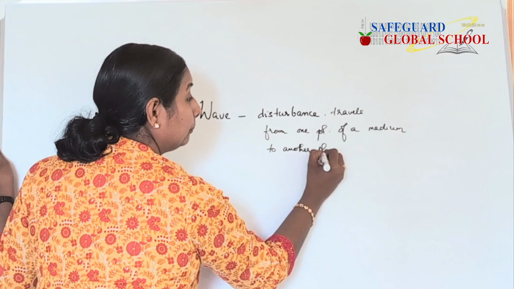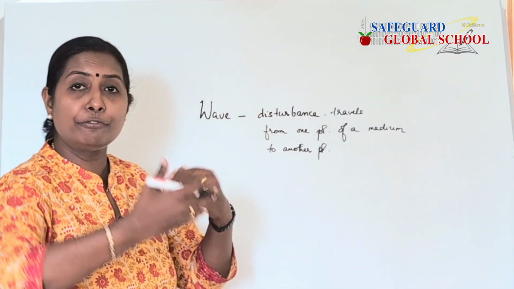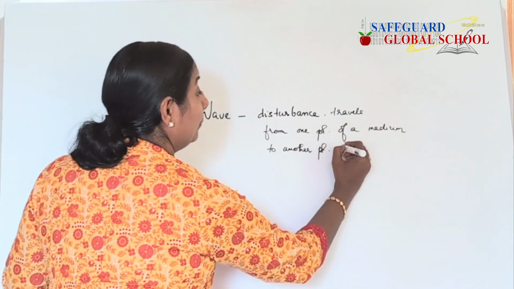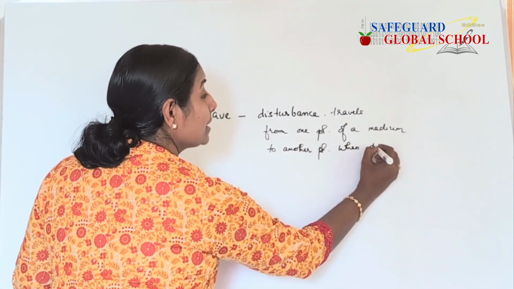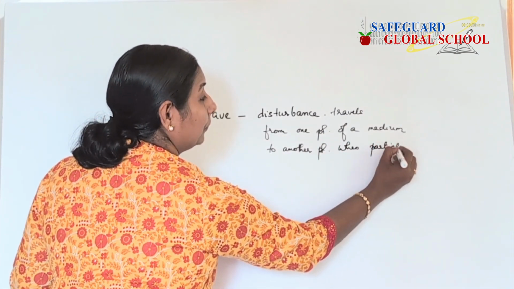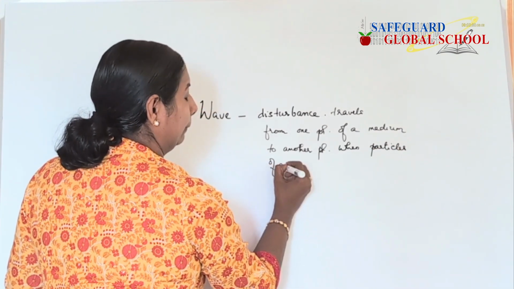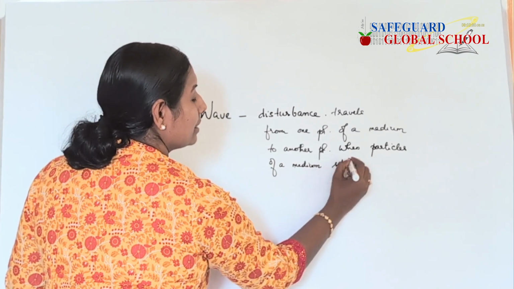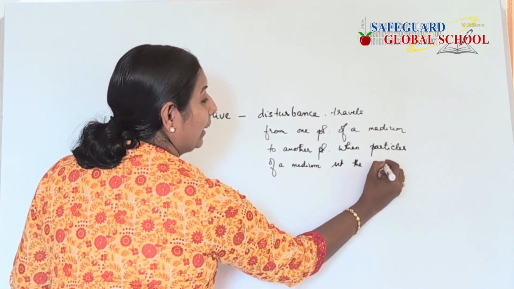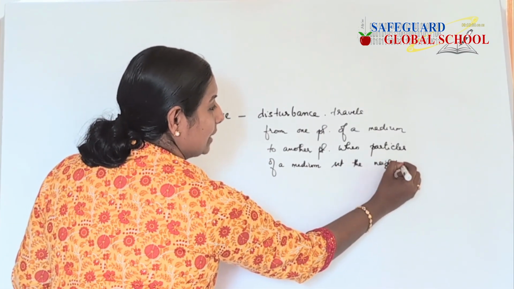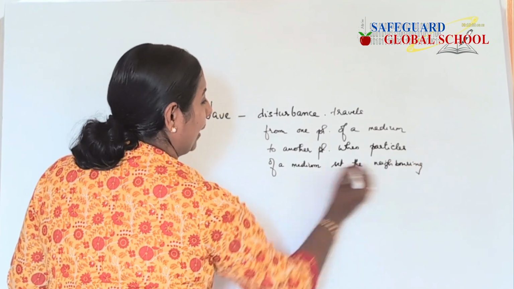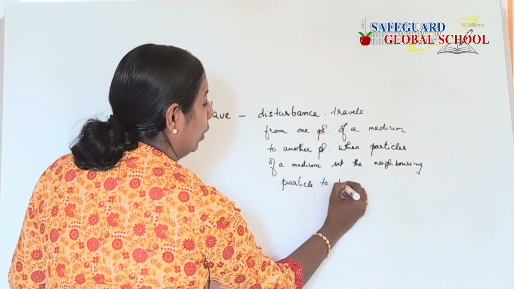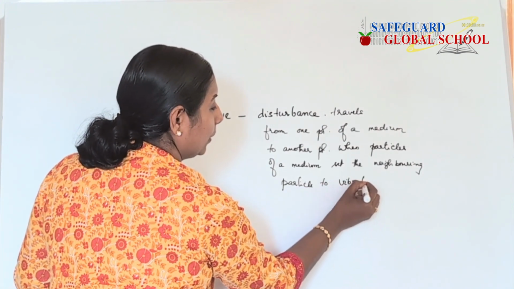How is this happening? This disturbance is transferring from one point of a medium to another when particles of a medium set the neighboring particle, that is the particle sitting near it, into vibration. So this is how a wave is produced.